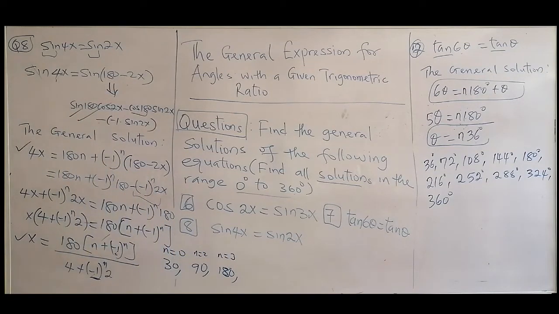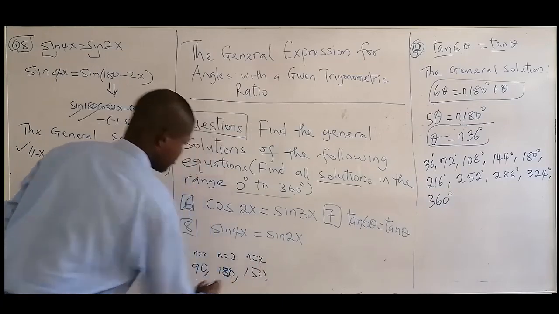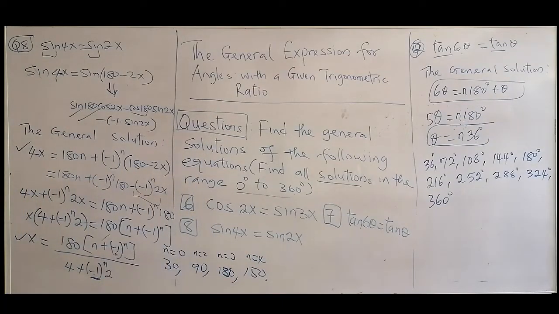N equal to 4, let's check that. We have 4 plus 1, and then this will be over 6 at the bottom. That's 180 times 4 plus 1, and then this will be to power 4, that's 1, and that's 6 also there. That's 150.